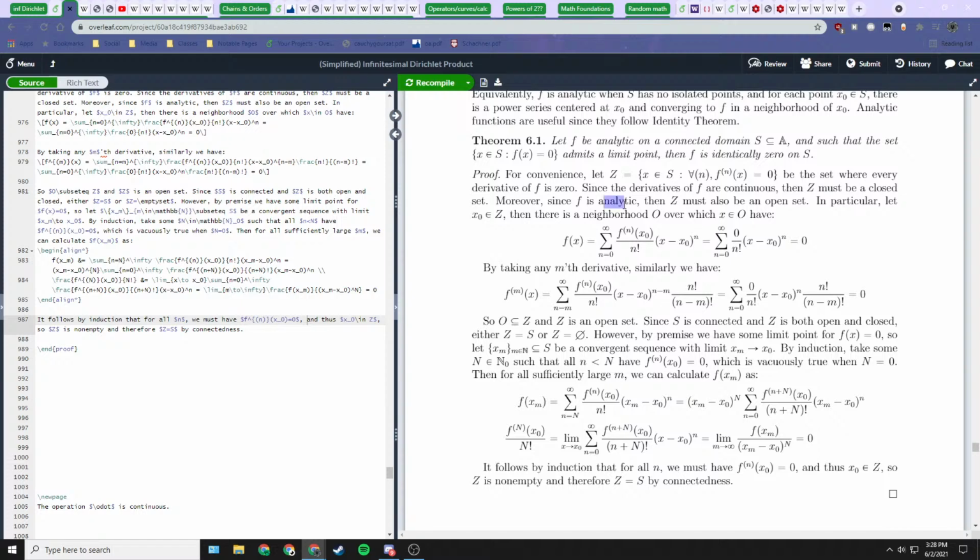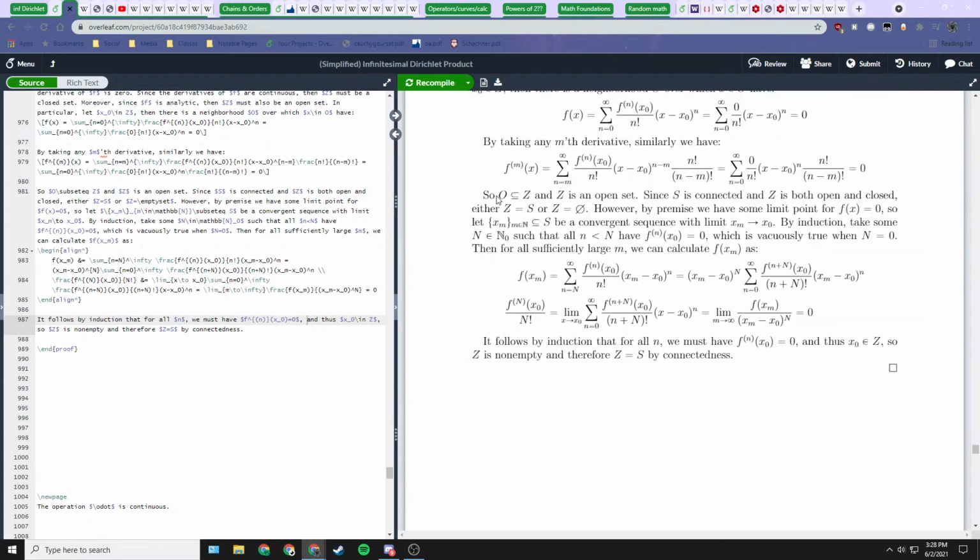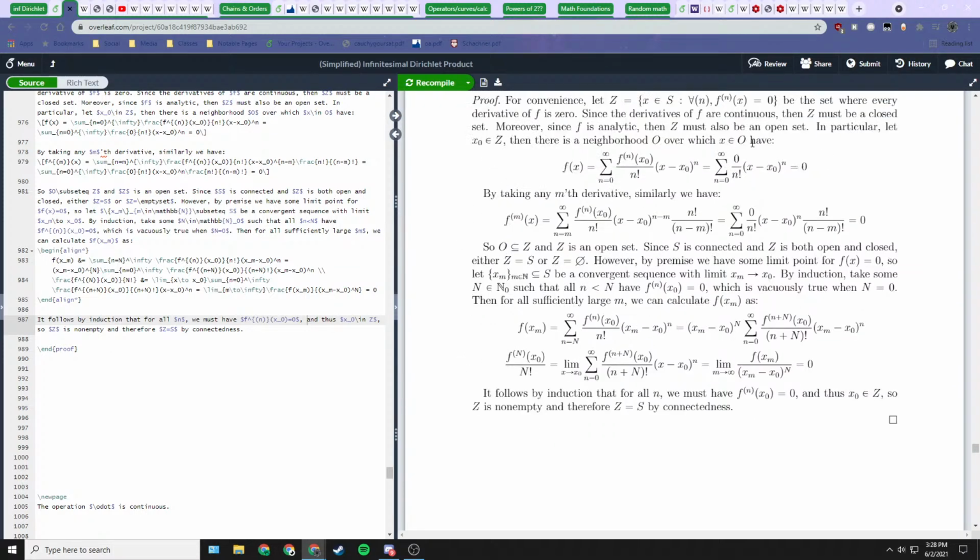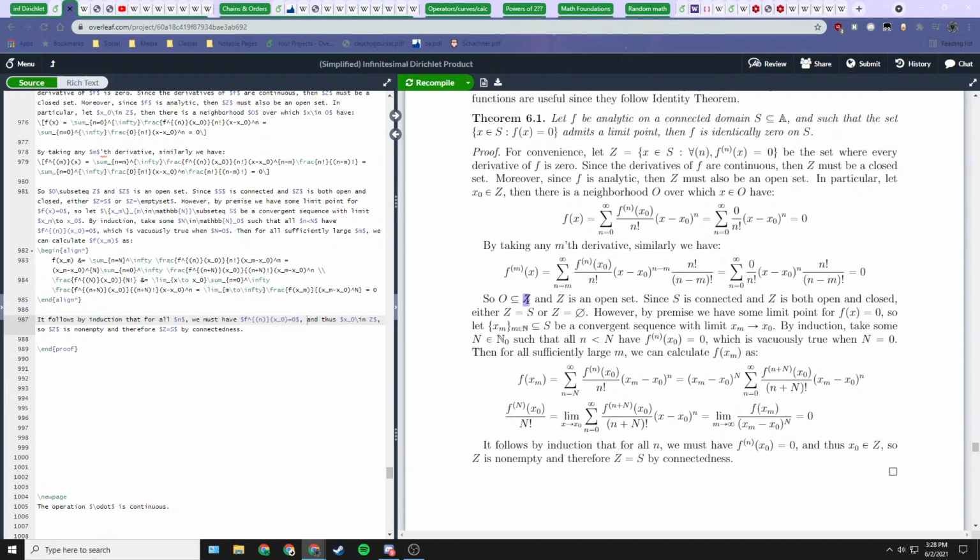Also, since f is analytic, Z is an open set, so essentially each Taylor series converges in a neighborhood of the point. If all the derivatives are 0, the Taylor series converges to 0, so the function is 0 in a neighborhood of a point. Or by taking the mth derivative, all the derivatives are 0. So there is some neighborhood, the neighborhood where this power series converges, which is a subset of Z, so Z is an open set.